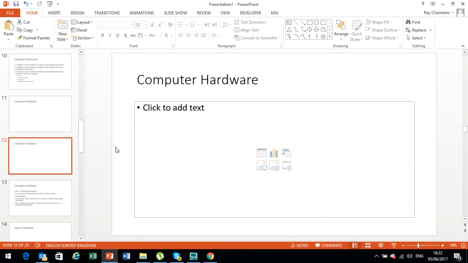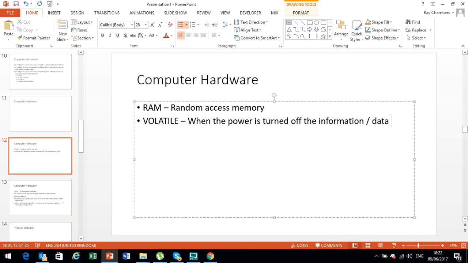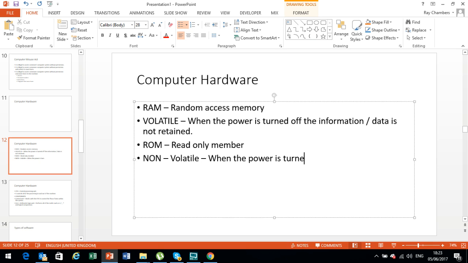The other thing that you have is RAM, random access memory. RAM is volatile, meaning when the power is turned off, the information or data is not retained. You have ROM, read-only memory, which is non-volatile. When the power is turned off, the information is kept.